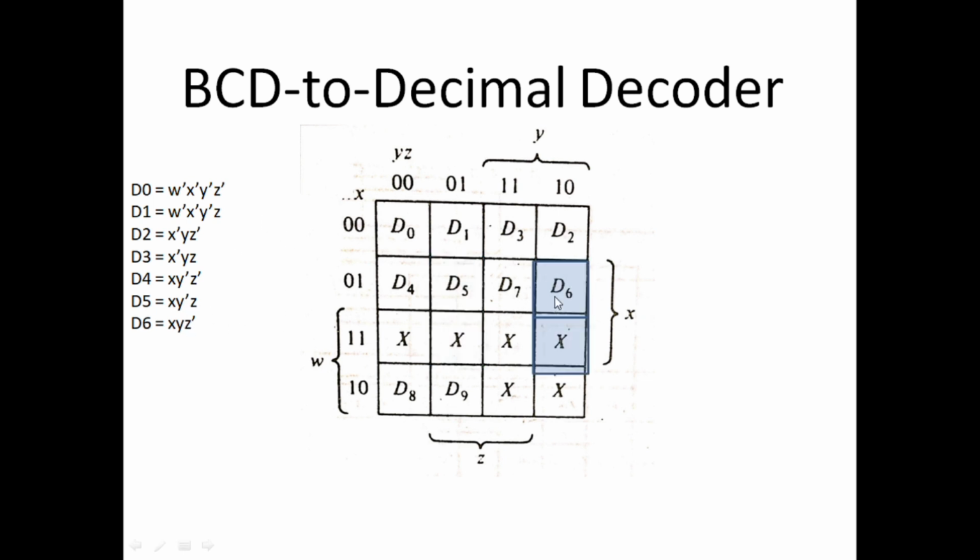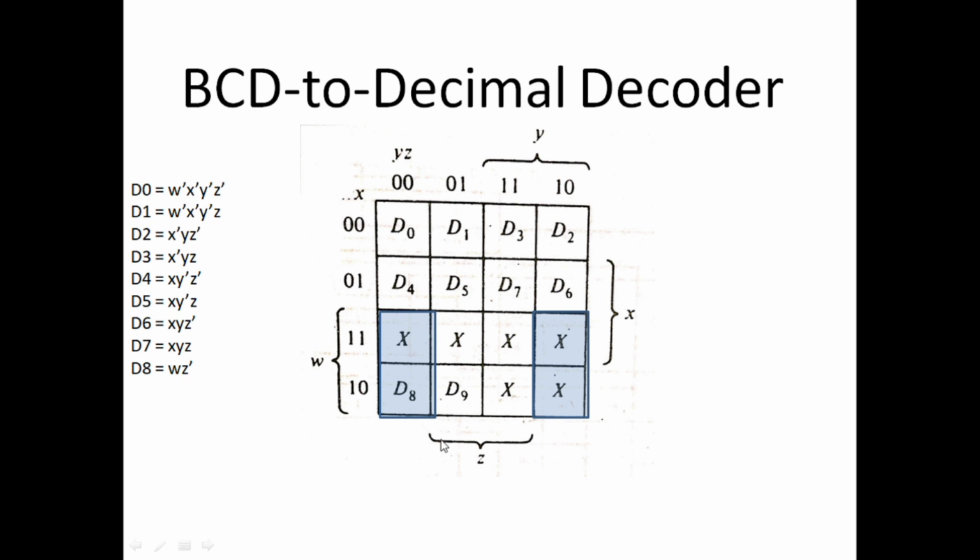Similarly, for D6, we can combine it with this square, so 2 square group, and X, Y, and Z prime is the equation for D6. For D7, we can combine it with this square, again 2 square group. So we have X, because X covers these two squares, and Y from the above level, and Z. So X, Y, Z is the Boolean equation of D7.